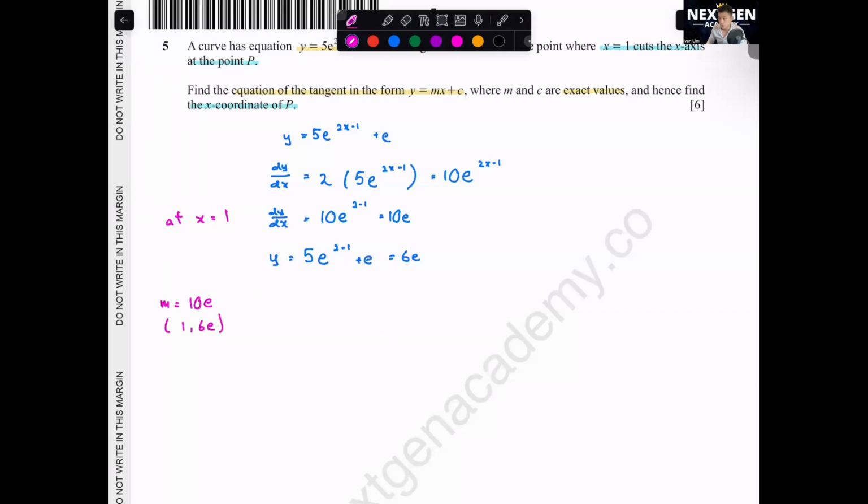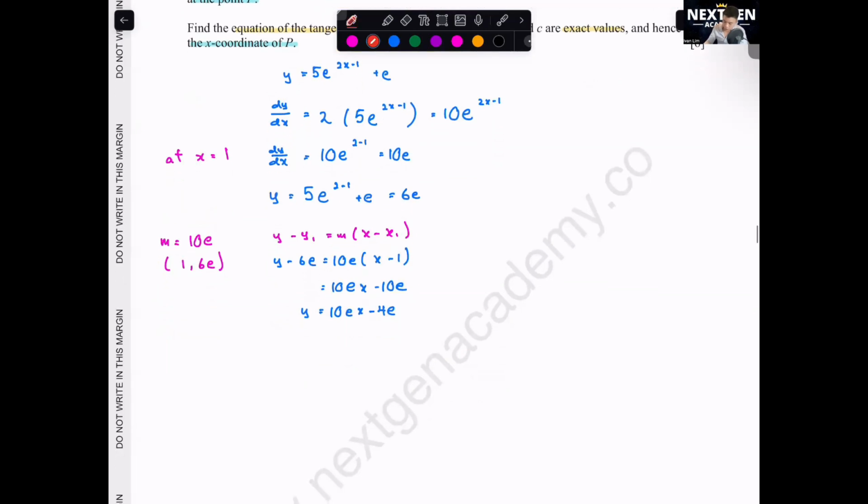We are going to substitute into, you can either put into y equals mx plus c, or you can straight away put into y minus y1 equals m(x minus x1) also can, depending on whichever method that you prefer. So y minus 6e equals 10e(x minus 1). 10ex minus 10e. So y equals 10ex minus 4e. Okay, this will be your equation of tangent.